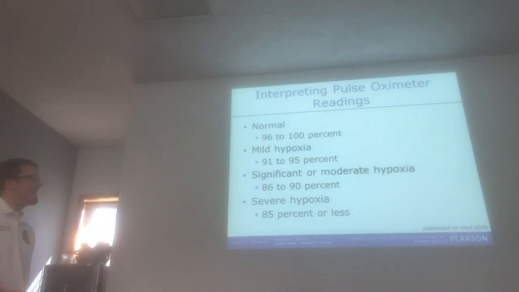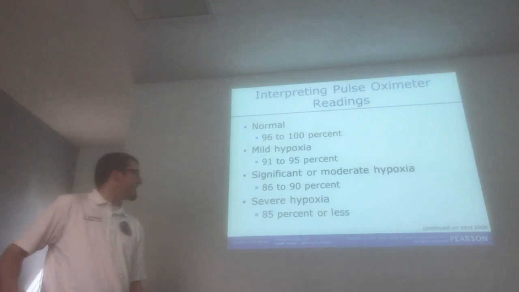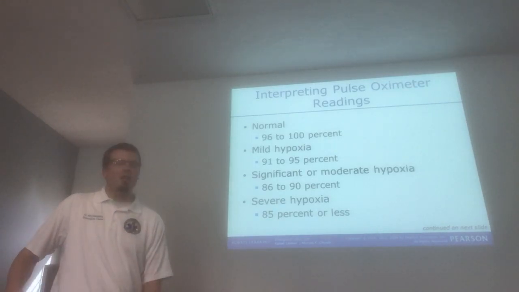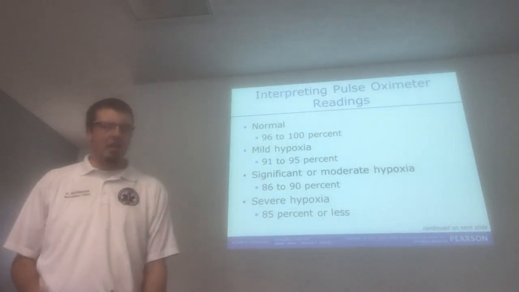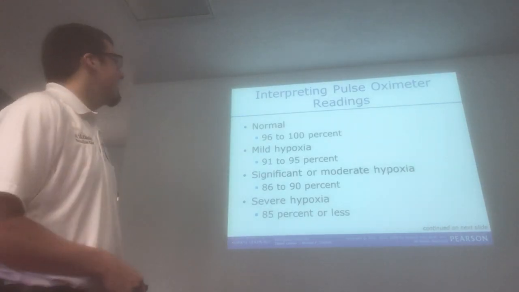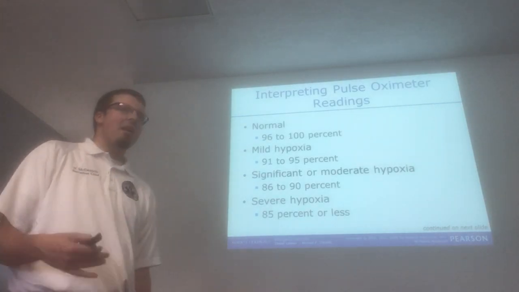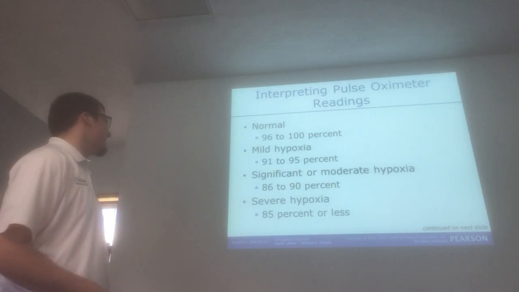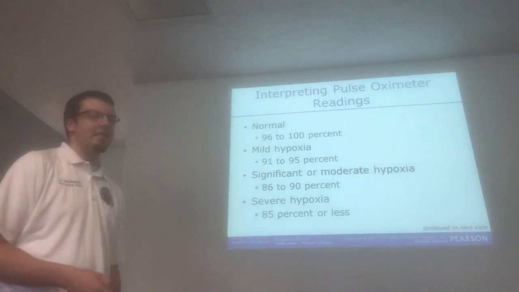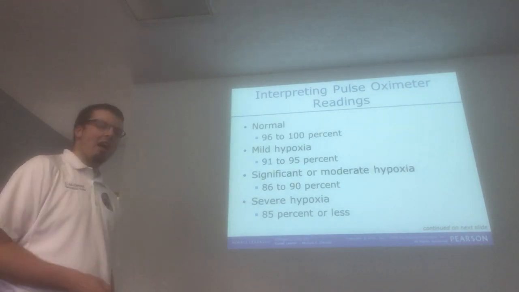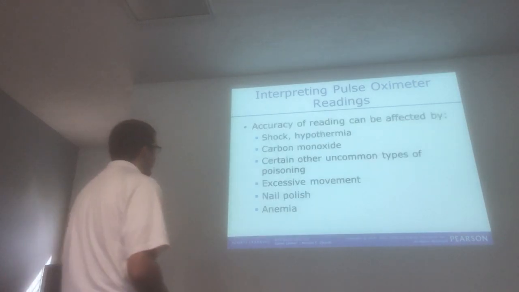Mild hypoxia is 91 to 95. Significant or moderate hypoxia is 86 to 90. Severe hypoxia is 85 or less. Okay? Pay attention to these numbers. These may be important. 85% or less is severe hypoxia. Moderate hypoxia is 86 to 90. 91 to 95 is mild hypoxia.